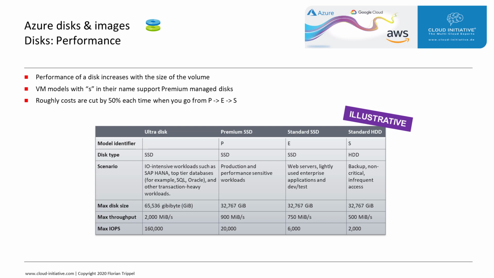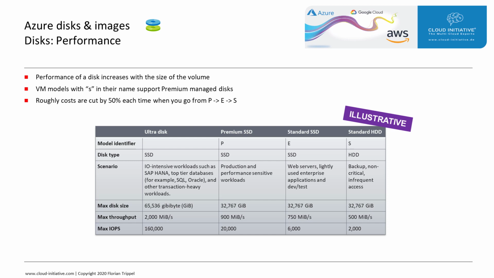For illustrative purposes only, I provide a table on this page so we can discuss some performance characteristics. Bear in mind that this data changes often, so this table will be quickly outdated. But what you can take from this table is that we have roundabout 4 disk series. The Ultra disk is the newest kind of disk. We can roughly say that the costs are cut by half each time when we go from premium SSD to standard SSD to standard HDD.